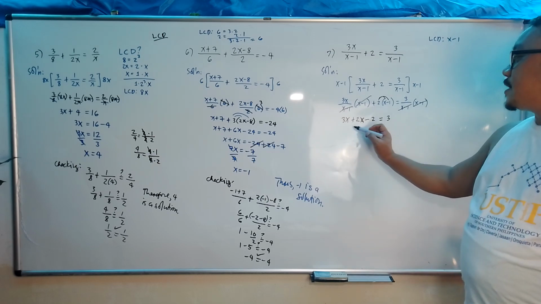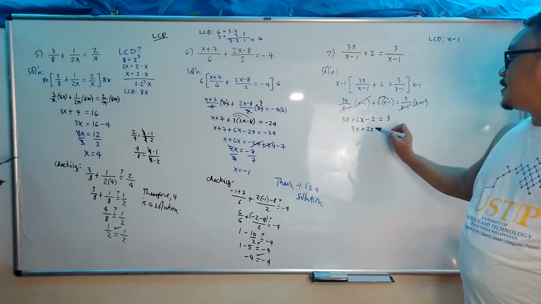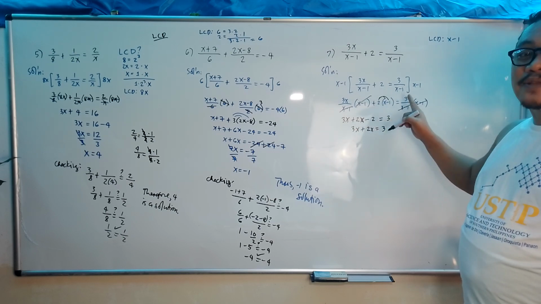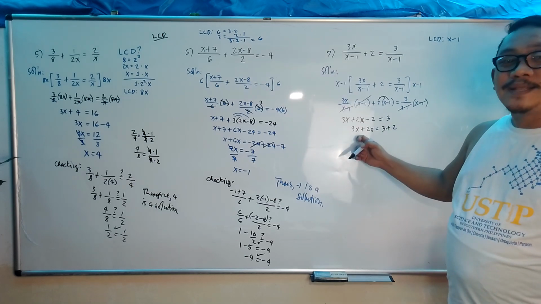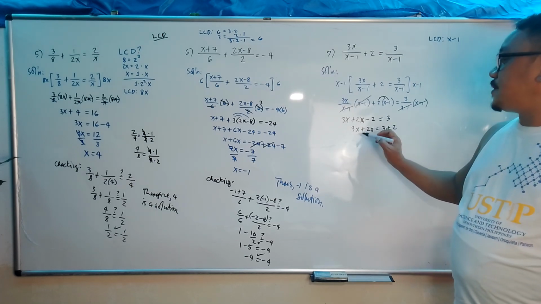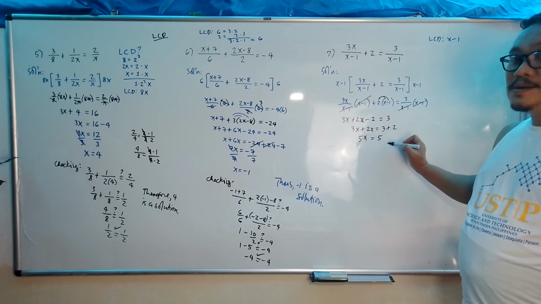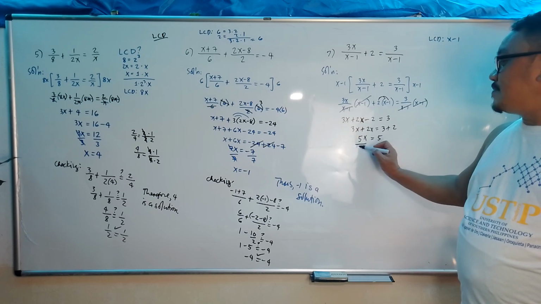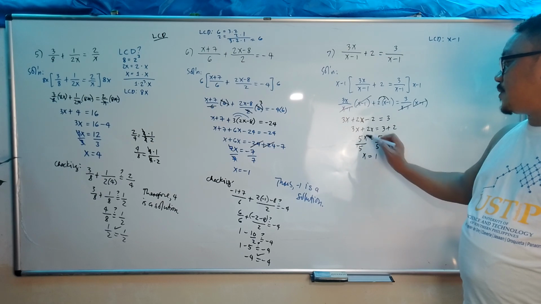So, simplify. You group the like terms: the negative 2 is transposed to the right side, so that becomes plus 2. So, we add 3x plus 2x, you have 5x is equal to 5. Three plus 2 is 5. So, by dividing both sides by 5, it follows that our x is equal to 1.